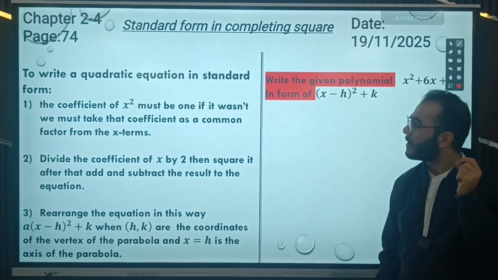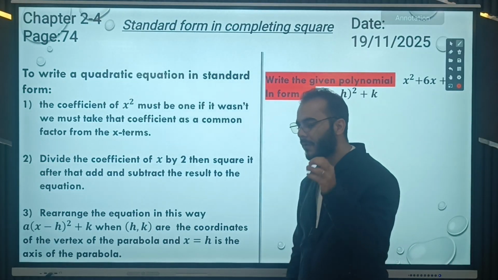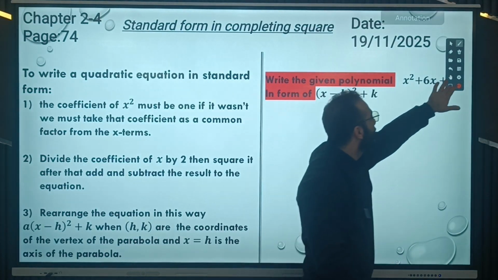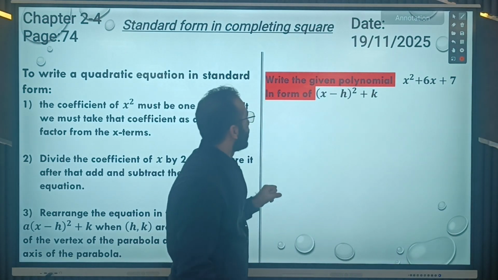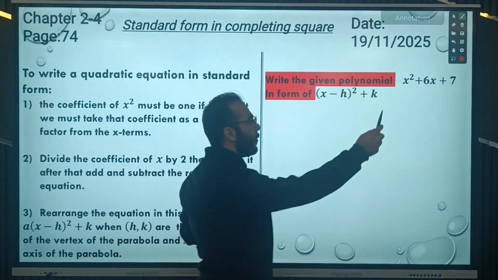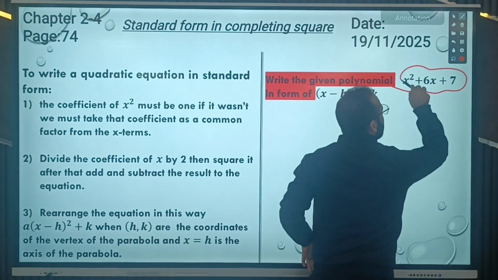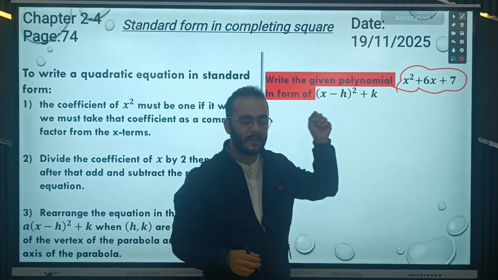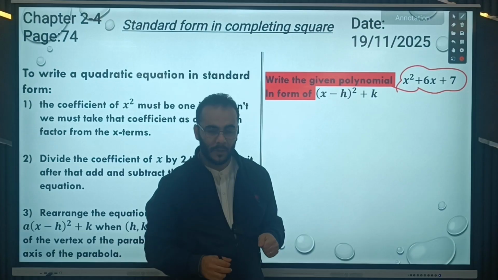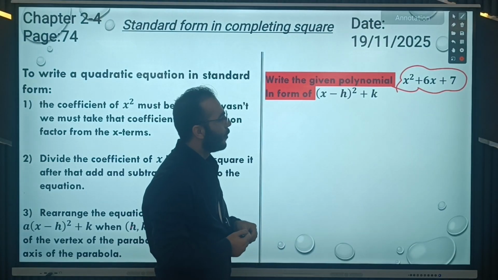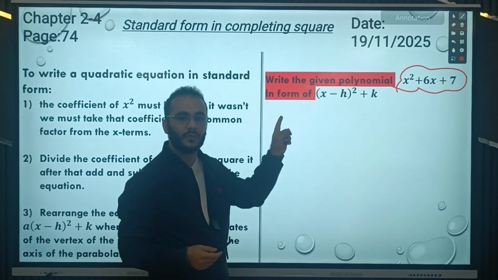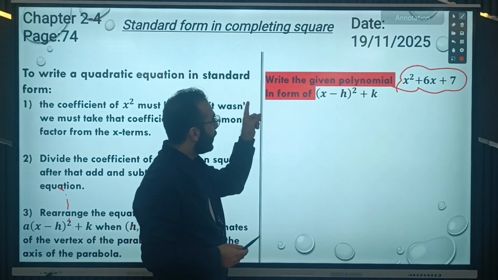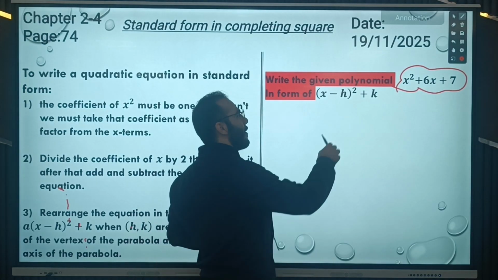So, to write a quadratic equation in standard form, imagine right now it's the final exam and you are facing this question. Write the given polynomial. What polynomial? This is a polynomial, x squared plus 6x plus 7. What kind of polynomial is this? Perfect, quadratic polynomial. Why? Because the degree is 2. The question is, write the given polynomial in the form of (x minus h) to the power of 2, plus k.